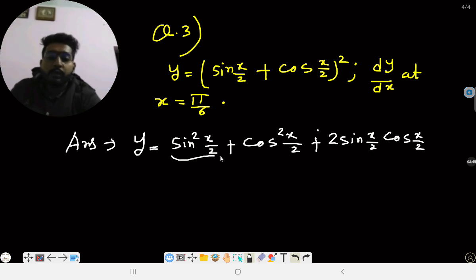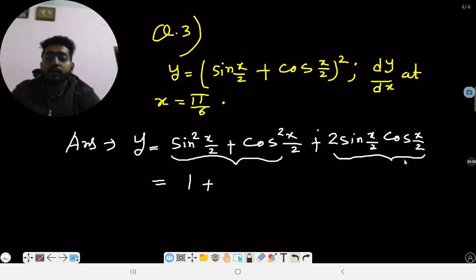Now you can see this is sine square and this is cos square, and sine square plus cos square is 1, and 2 sine x by 2 cos x by 2. This is the trigonometrical formula: sine x is equal to 2 sine x by 2 cos x by 2. So here it will be y equals 1 plus sine x.